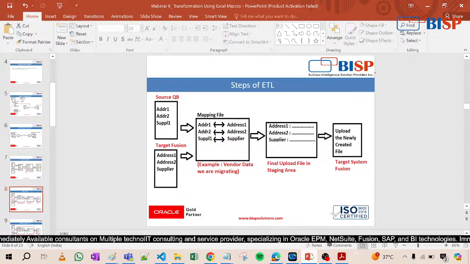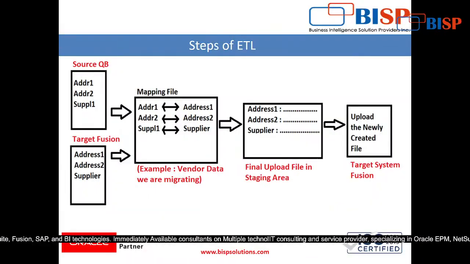Now see, we have to do the mapping part. In this mapping part, what is happening here? There are two sheets, one is source QB, another is target fusion. Now here as I am showing you, see mapping file, how mapping file is created. Just a second. Now see here, steps of ETL.